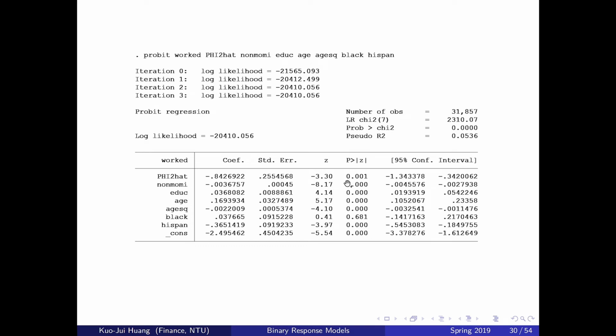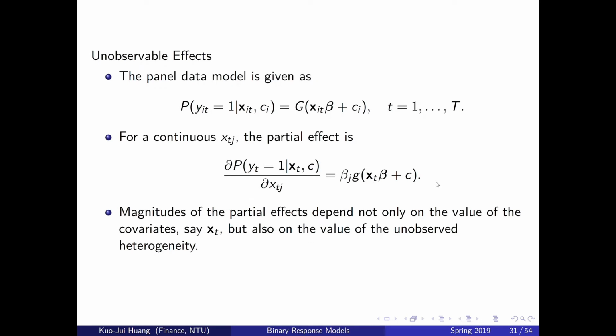Please note that the phi2 hat variable has a coefficient of minus 0.84, which is quite a bit larger than the more kids coefficient in the bivariate probit estimation. However, these estimates are not robust and are inconsistent. So please do not use the forbidden regression in your future study.